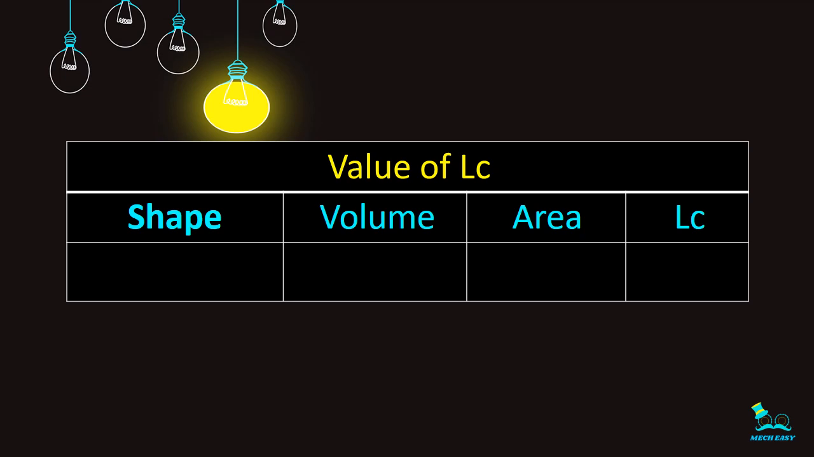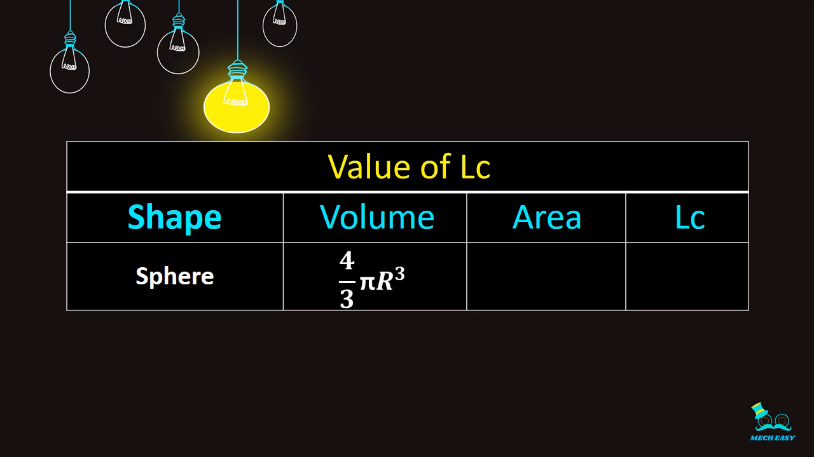Let us check the values of Lc for different solids. First one is sphere. The volume of a sphere is 4/3 pi r cube. The surface area of a sphere is 4 pi r square, and the value of Lc will become volume upon area, that is 4/3 pi r cube divided by 4 pi r square, and it is r by 3.